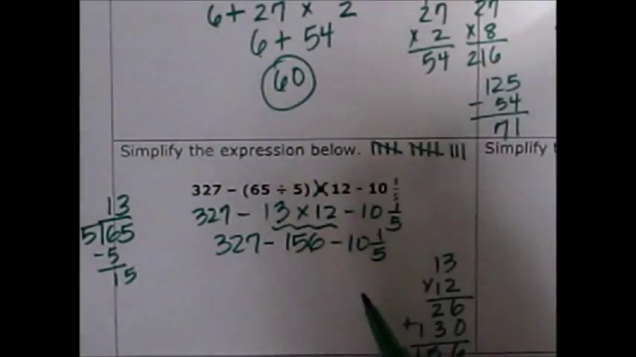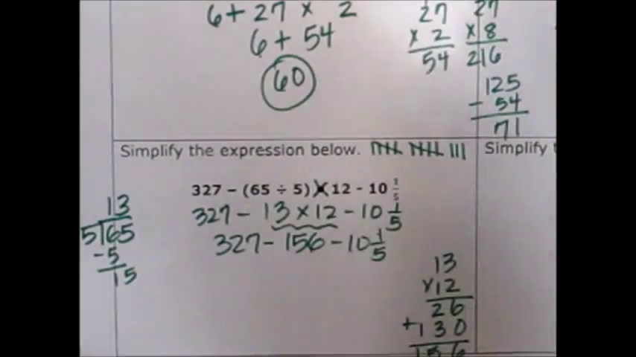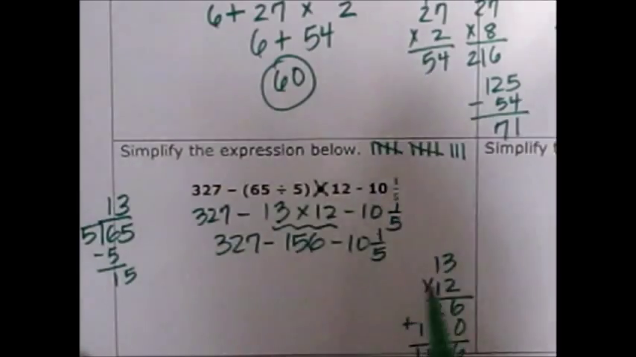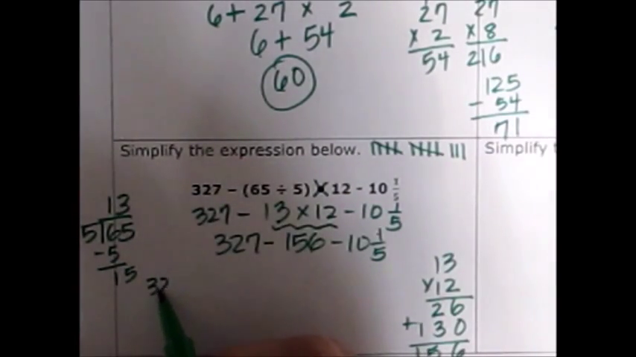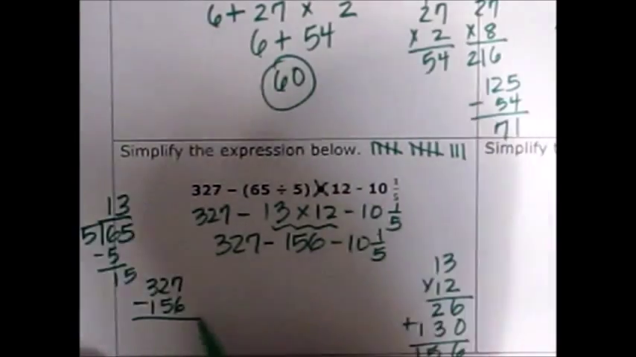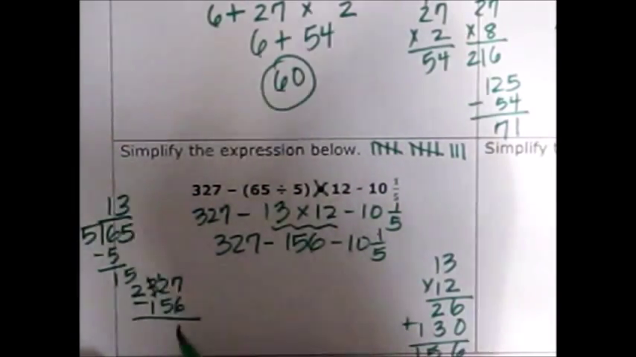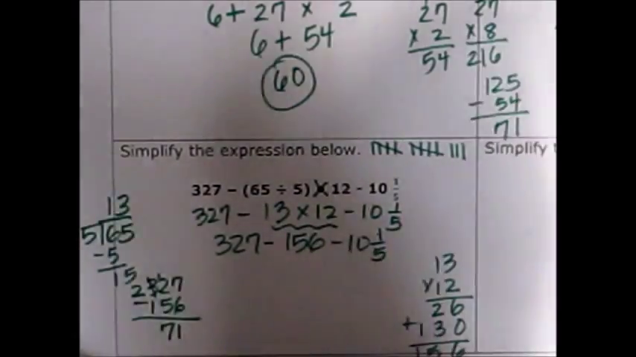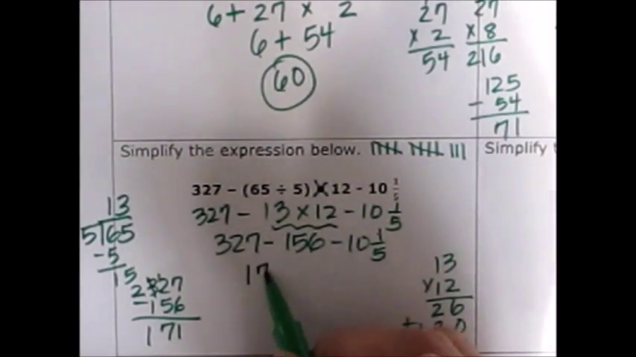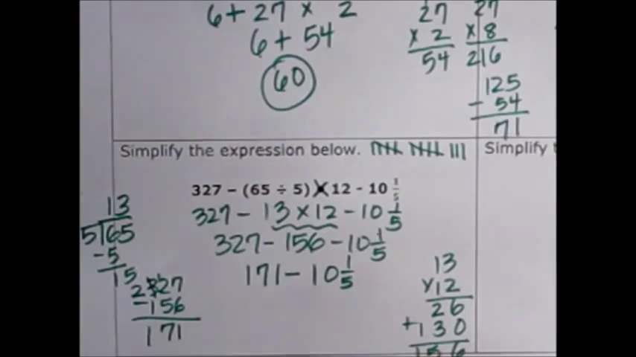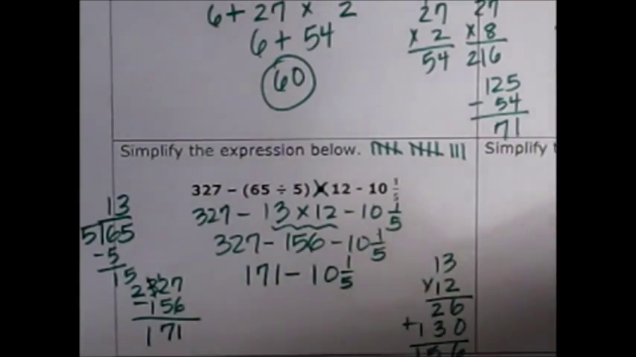All right, so now 327 minus 156, that's the first one I see as I move from left to right. Okay, 7 minus 6 is 1. I have to borrow. 12 minus 5 is 7. 2 minus 1 is 1. So now I have 171 minus 10 and 1/5. Now it gets good. I get to tackle that fraction.